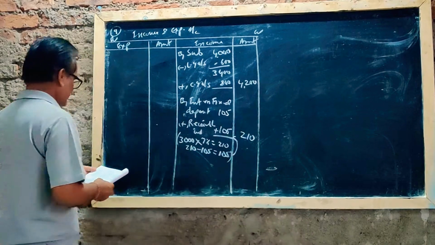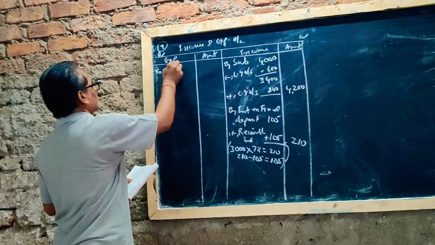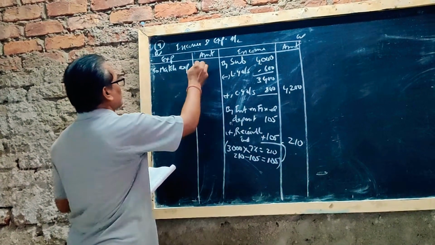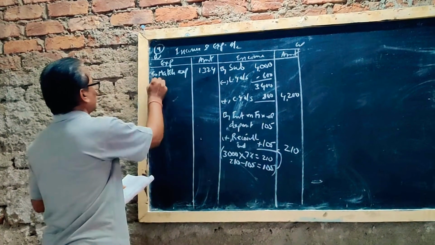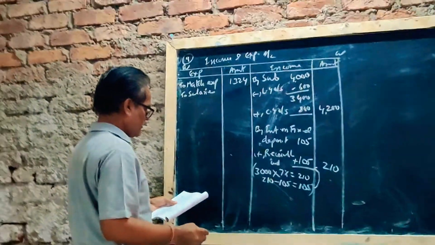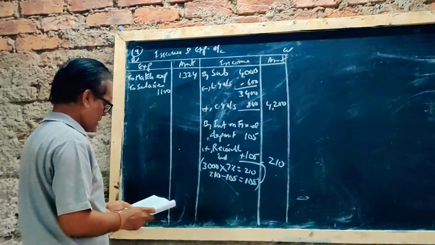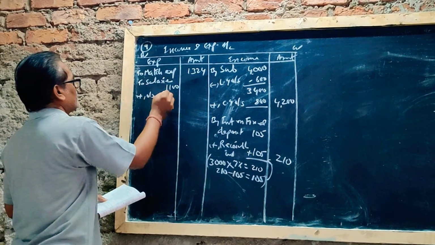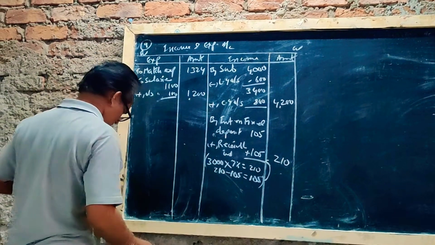Now come to the payment side. Match expenses 1324. Salaries 1100 rupees. But in the first adjustment, outstanding salary 100 rupees. Add outstanding salary 100 rupees. Total 1200 rupees.